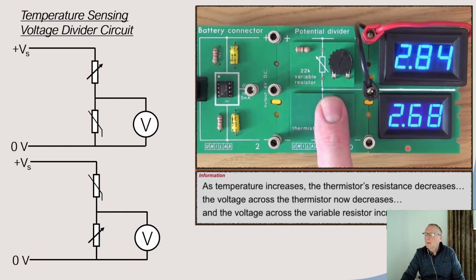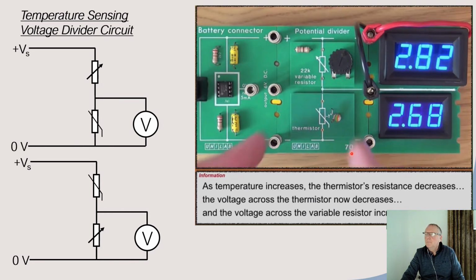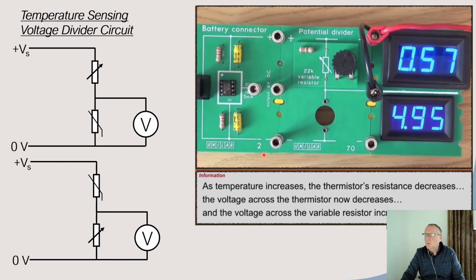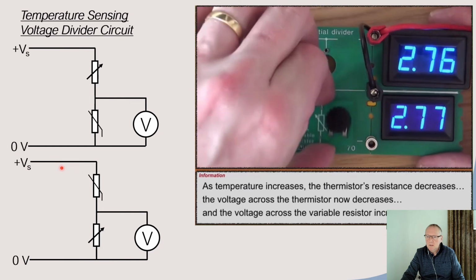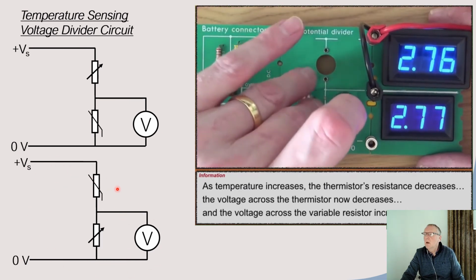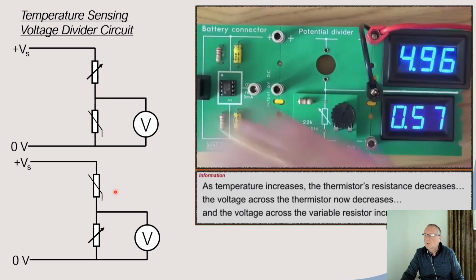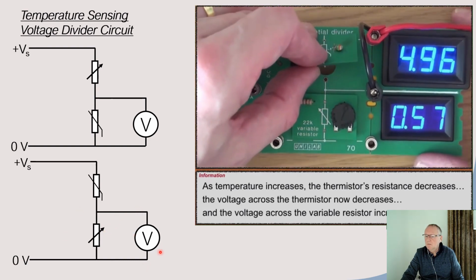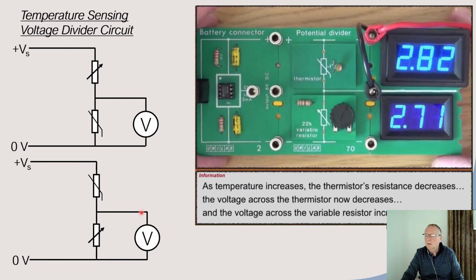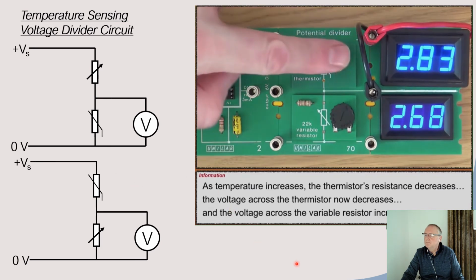Okay. Now we're going to switch the components around. So we're going to build this bottom circuit and see how that operates. Now the variable resistor's at the bottom, and the voltmeter reading is going to be across that one. We're only looking at the bottom voltmeter reading. Thermistor at the top. Heat the thermistor this time.